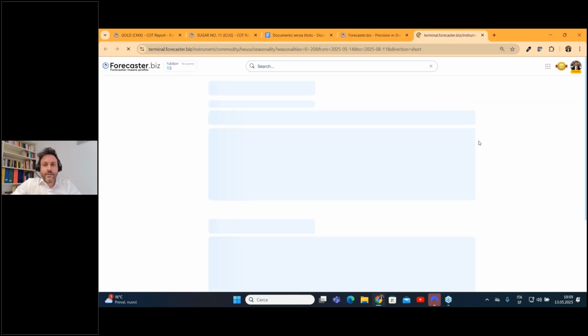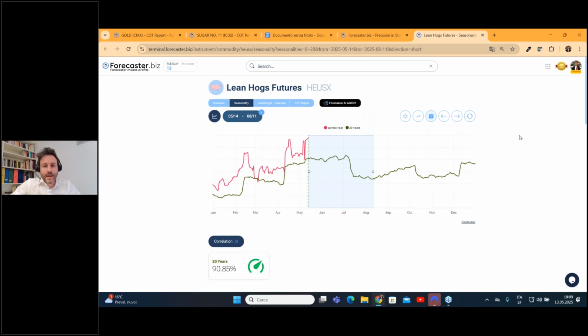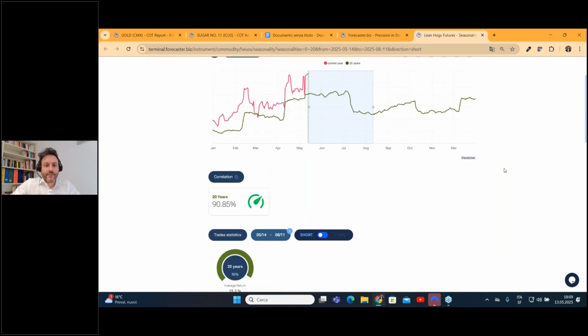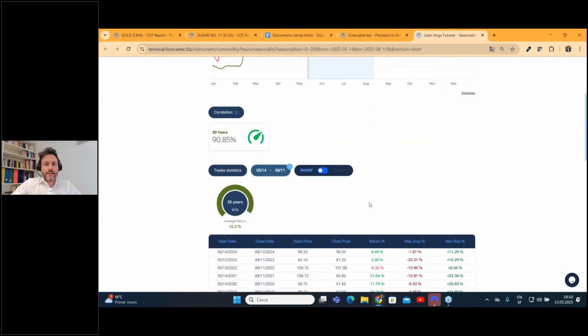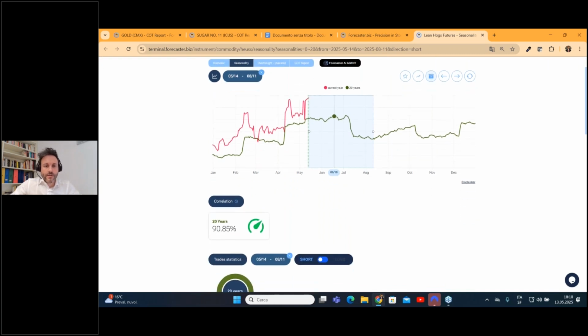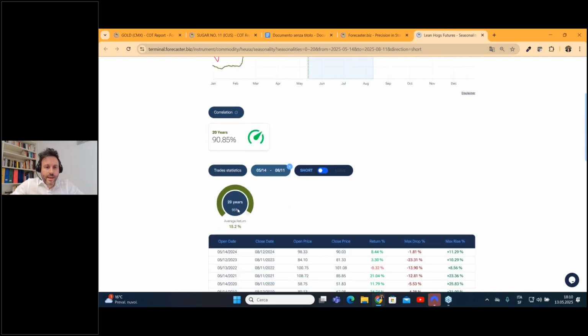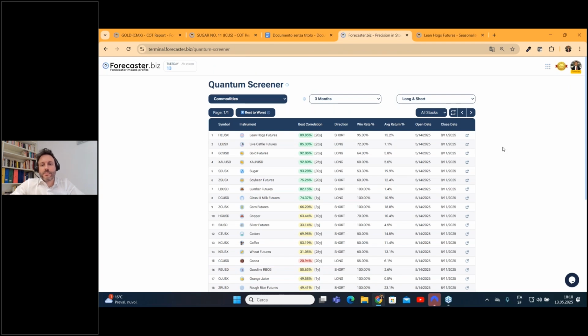If you click here, the forecaster opens a page where you can find the current year with the 20-year seasonality. And here you can find something interesting, because look, for this specific commodity, for the next 3 months, we have 95% odds with an average return of 15%. And the Quantum Screener, which is inspired by Jim Simons' strategy, gives you in 0 seconds all the best opportunities on the market.